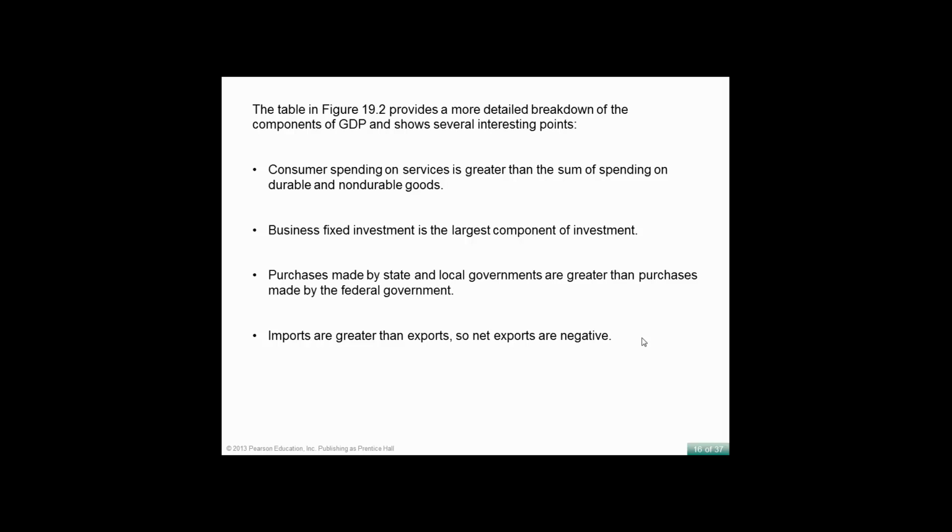So GDP shows several interesting points. Consumer spending on services is greater than the sum of spending on durable and non-durable goods. Business fixed investments is the largest component of investment, and purchases made by state and local governments are greater than that made by federal governments. Imports are also greater than exports, so this is a negative number.